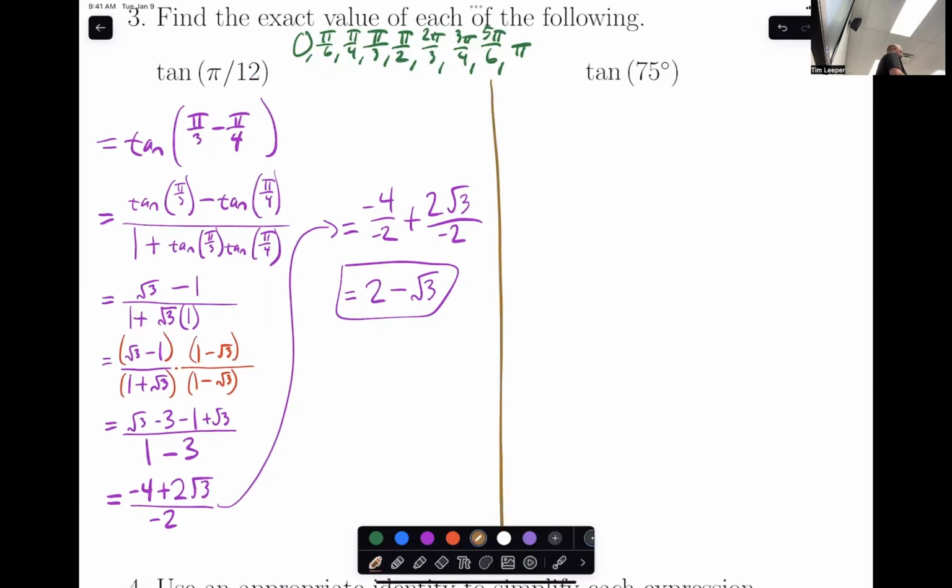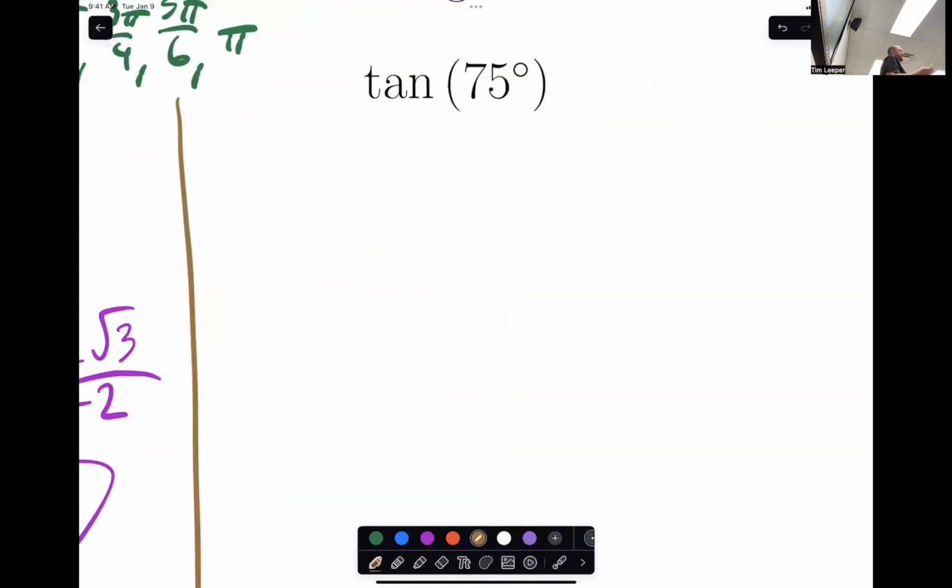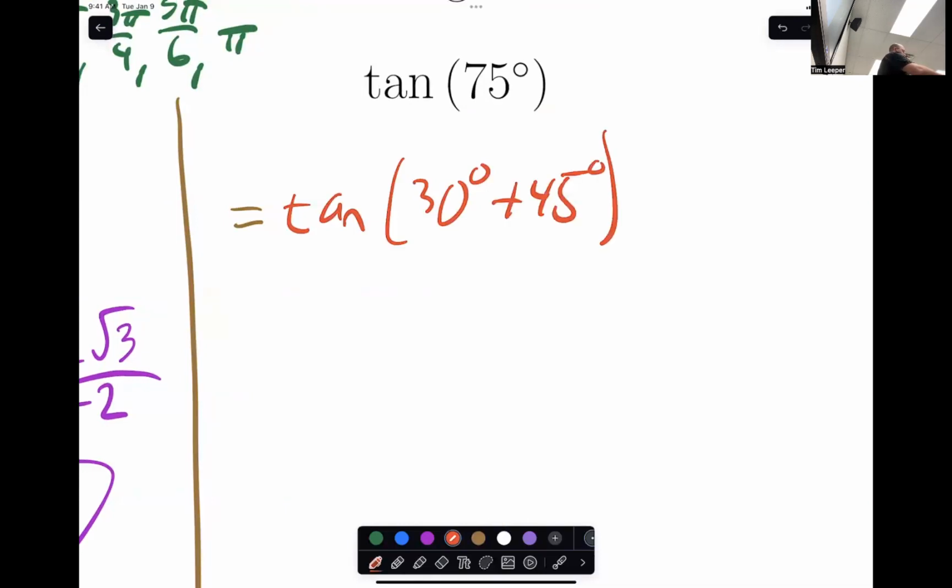Tangent of 75 degrees. Oh, look, that one. We can just easily add 2 things together, right? What are they? 30 and 45 degrees. So this is asking us, what is the tangent of 30 degrees plus 45 degrees? I want to see if you can do this one on your own. Go ahead. I dare you.